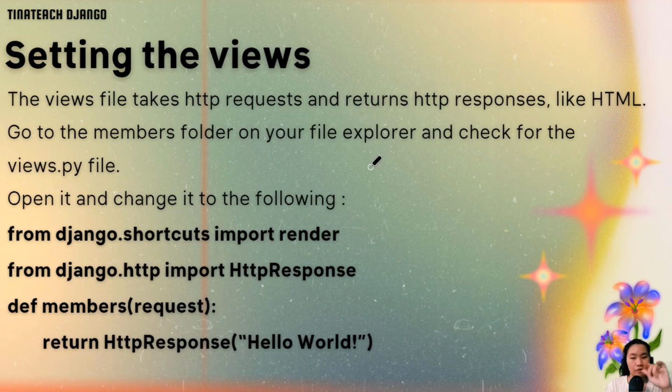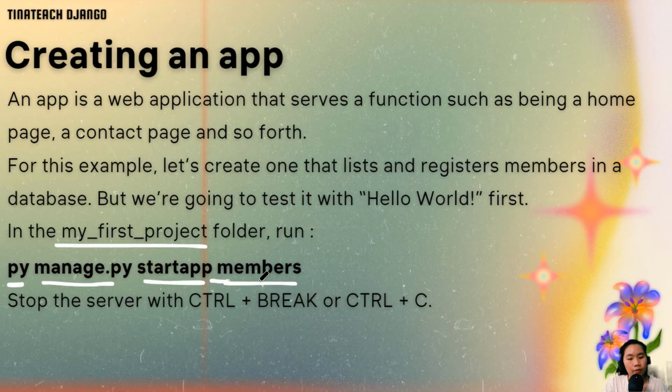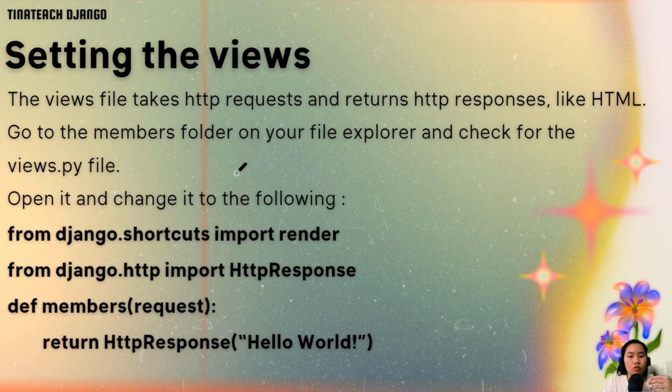we're going to the last part of this lesson, which is setting the views. Okay? The views file basically takes HTTP requests and returns HTTP responses, much like an HTML document. So you go to your members folder, the application members that you've created here, and then in the file explorer, you check whether or not it has views.py over here, which it should.